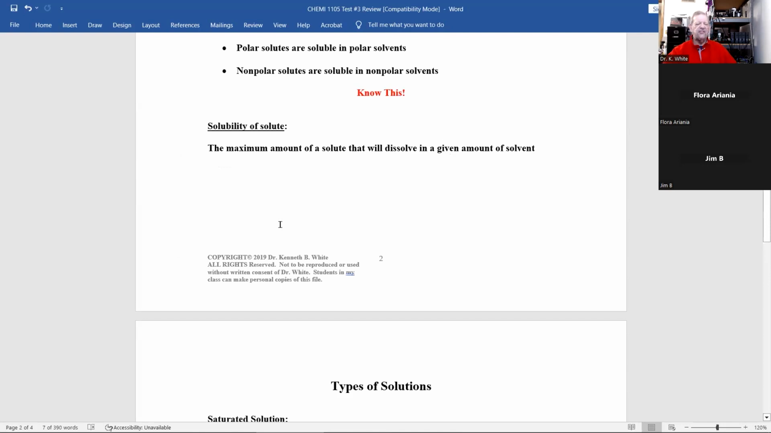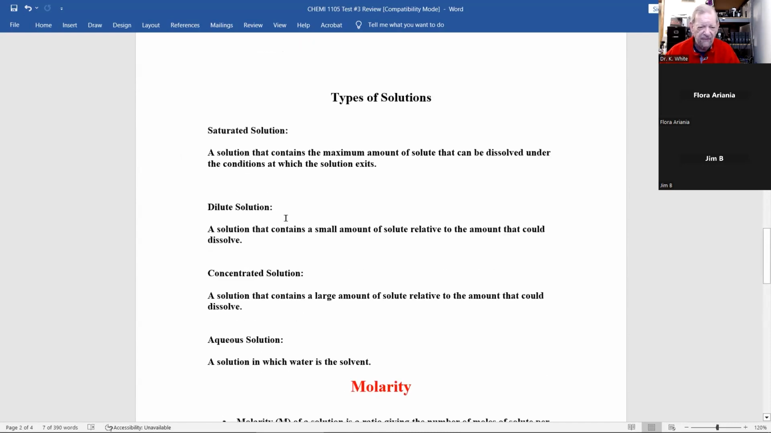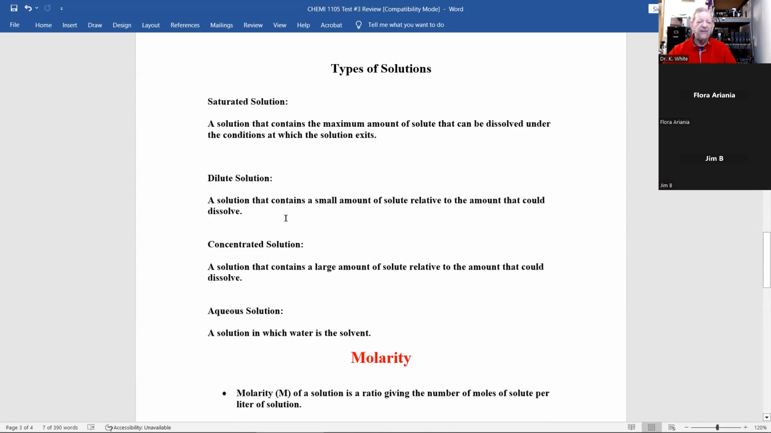Now, there's certain definitions I asked you to learn. The solubility of a solute in a certain solvent is the maximum amount of solute that will dissolve in a given solvent. A saturated solution contains the maximum amount that can be dissolved under the conditions at which the solution exists, like temperature and pressure. A dilute solution is a solution that contains a small amount of solute relative to the amount that could dissolve.